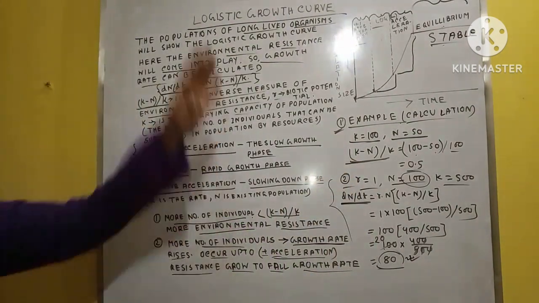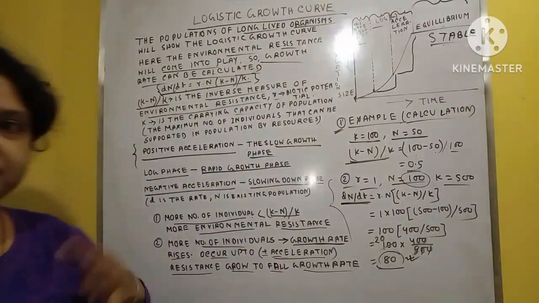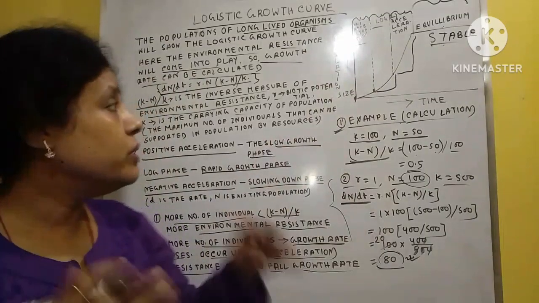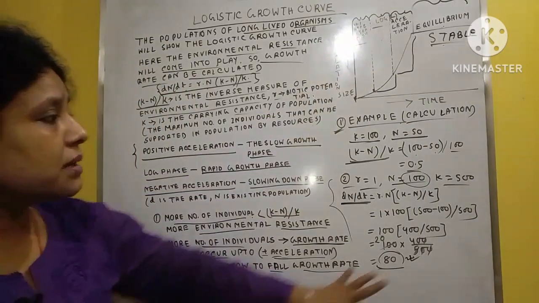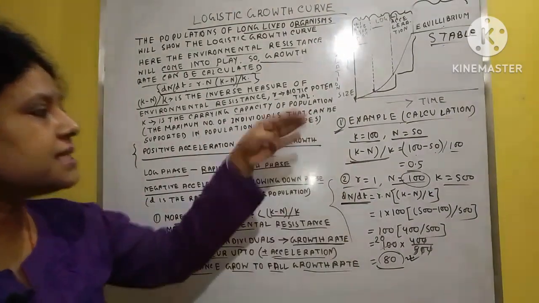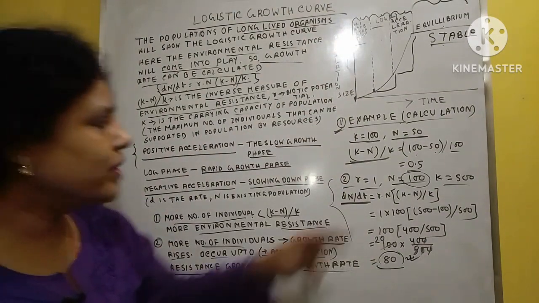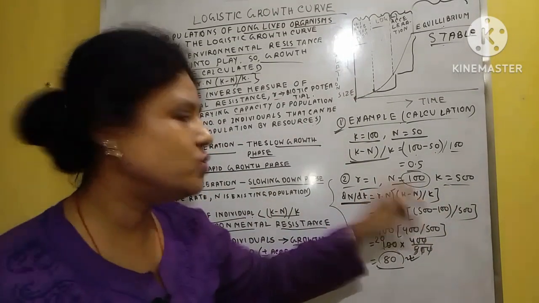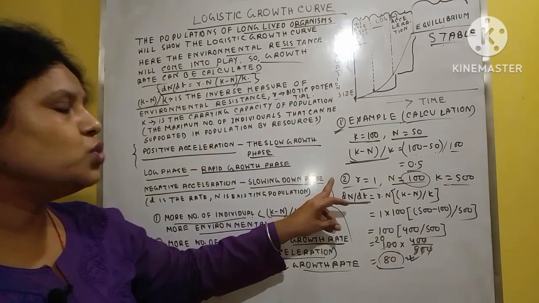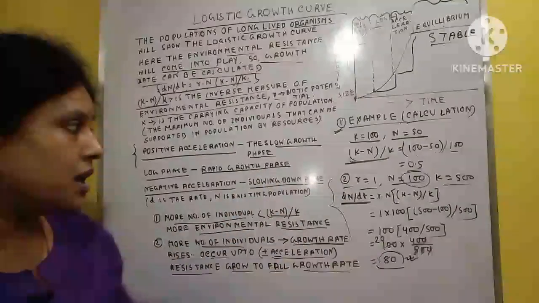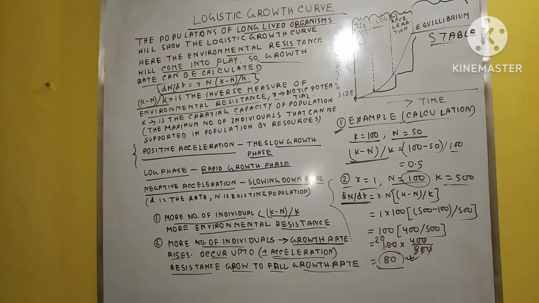And we will continue to understand properly how this growth rate changes with increasing number of individuals. Clear? This is example 2. Now we will learn it properly in the following examples.